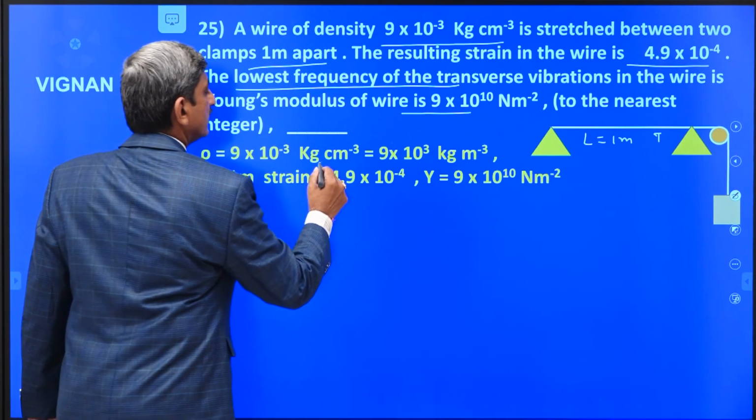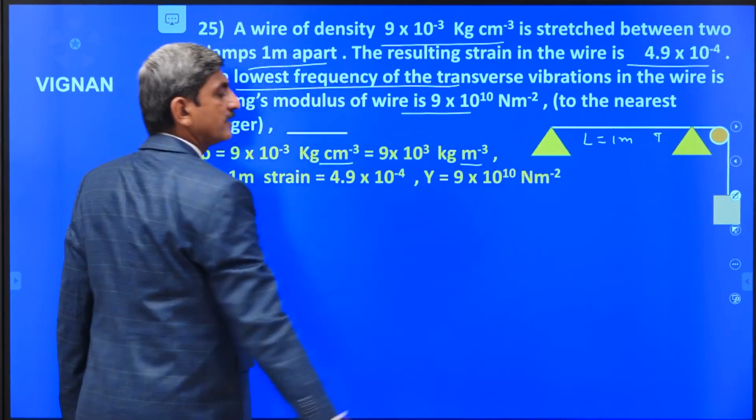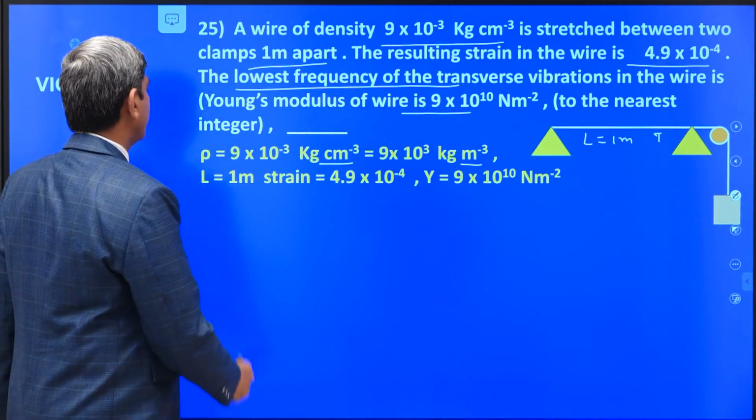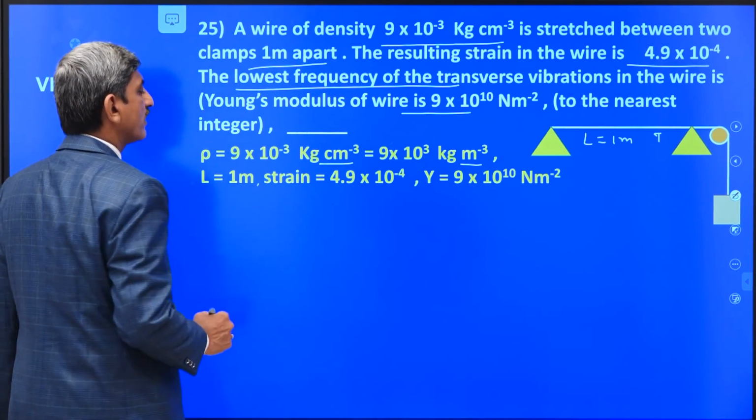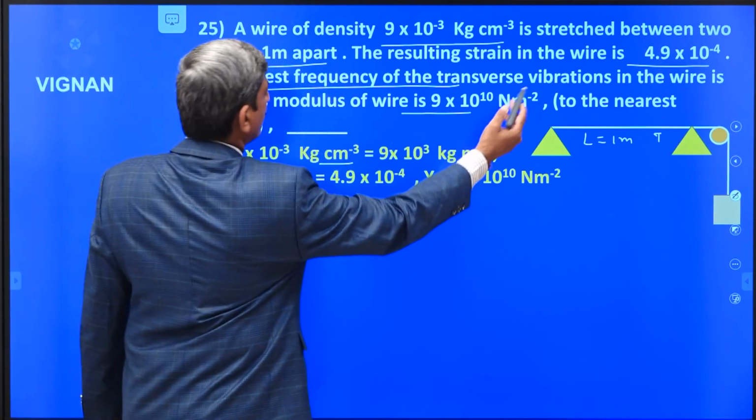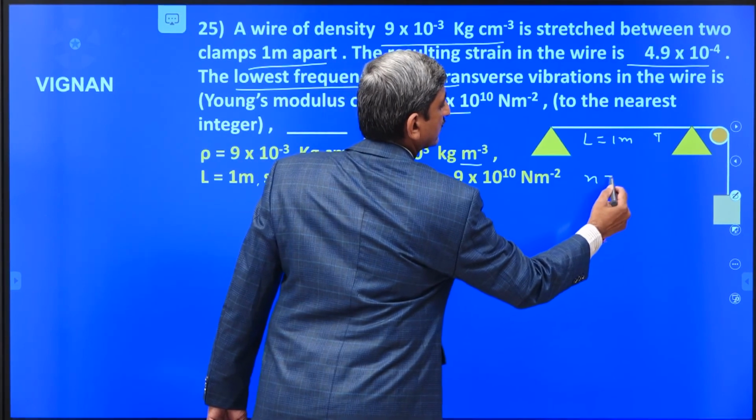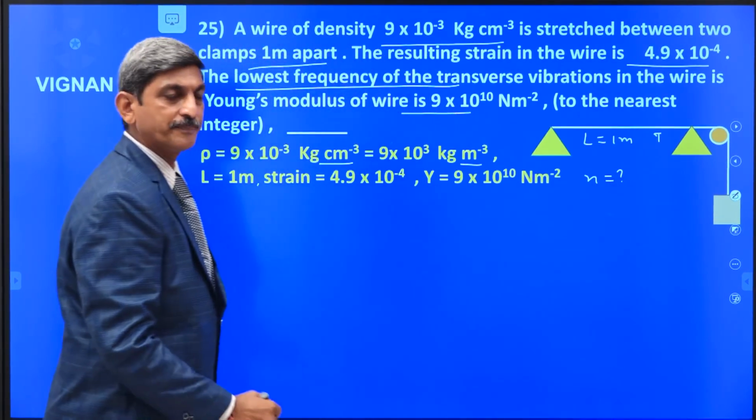That means centimeter to the power of minus 3 here is changed to meter to the power of minus 3. The length of the wire is given as 1 meter. The strain is given as 4.9 into 10 to the power of minus 4. The Young's modulus is given, and we want to determine the fundamental frequency value.